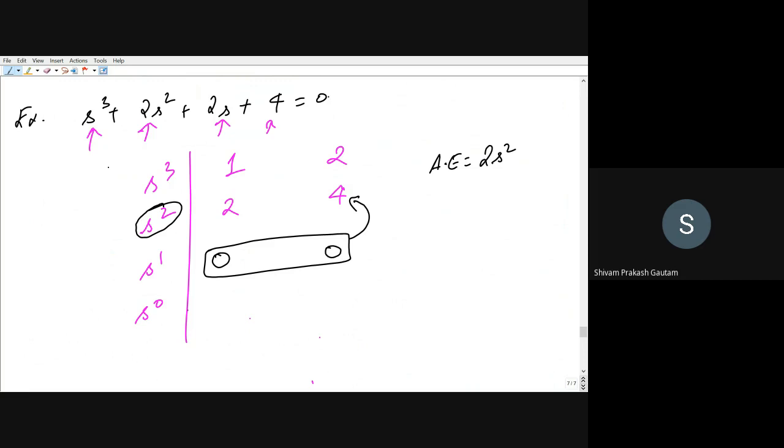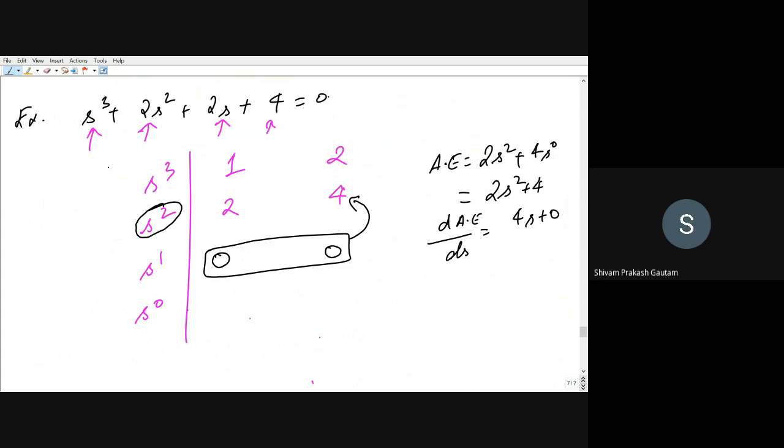Then we have to decrease the power of s in even terms, because the first term is s to the power 2, so next will be s to the power 0. That means 4 into s to the power 0. So this auxiliary equation will become 2s square plus 4. Now you have to differentiate this auxiliary equation with respect to s. So this will become 4s plus 0, right?